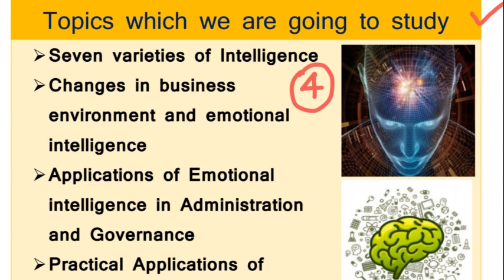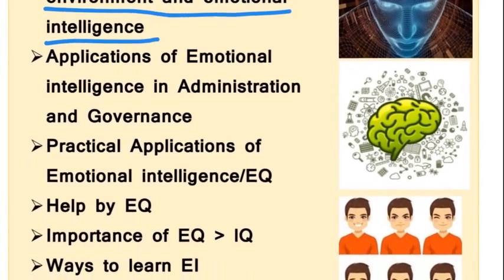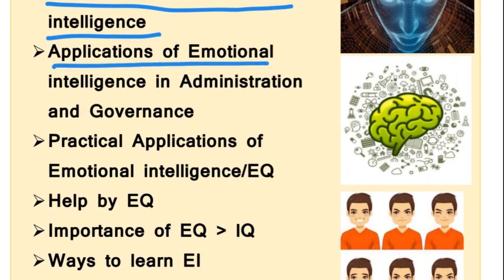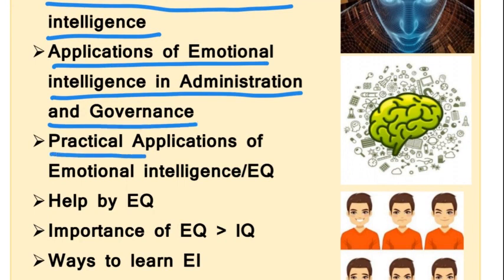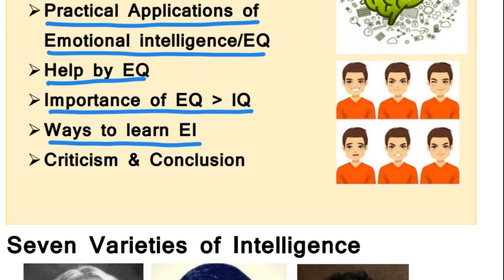The topics that we are going to discuss today are as follows: 7 varieties of intelligence, changes in business environment and emotional intelligence, utility and applications of emotional intelligence in administration or governance, practical applications of emotional intelligence, help by emotional intelligence, importance of emotional intelligence, ways to learn emotional intelligence, criticism, and then conclusion.